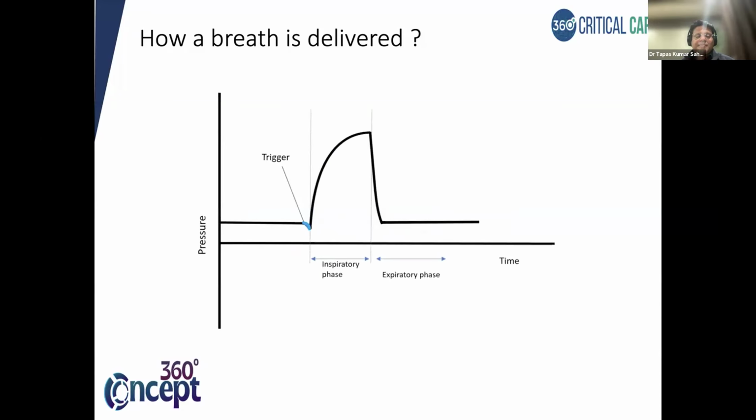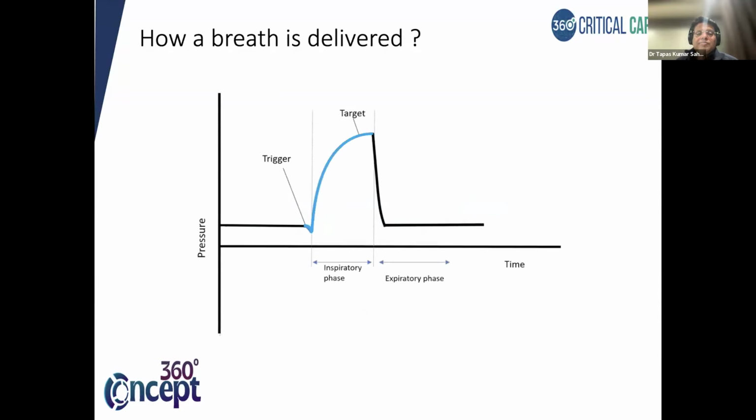here comes the patient's trigger. The patient is trying to breathe, and that is initiating the inspiratory phase. So the blue mark is the trigger. The patient is trying to take the breath in, and that is actually triggering the ventilator to give the breath. Now, the trigger has already been given. Now the patient is trying to take the breath, but till what time, till what volume, till what pressure would depend on the target that we are fixing here. So the inspiratory phase will end when our target is fulfilled, whether it is volume or pressure.